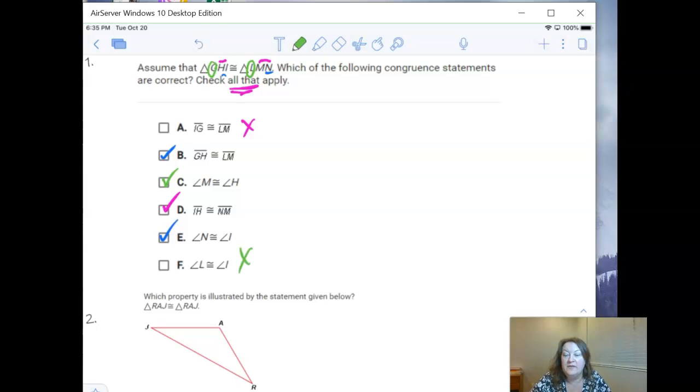Okay, so we have all 4 of those, B, C, D, and E that are correct. So we just match them up, letter by letter. What position are they in? Are they in the first spot, the second spot, or the third spot?